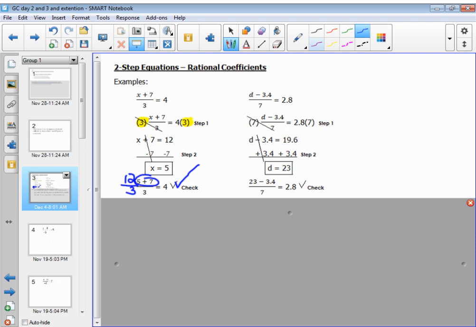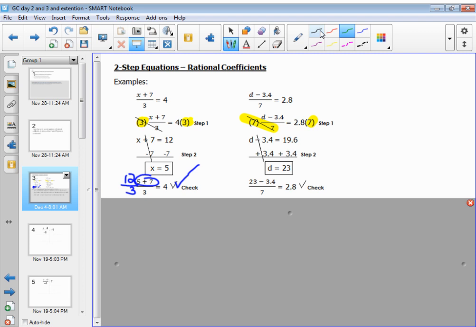If we look at our second example, there are some decimals in it, but we still want to solve it the exact same way. We have a fraction. We have d minus 3.4, the whole thing divided by 7, is equal to 2.8. So again, I'm going to start by getting rid of the fraction. I'm going to multiply both sides by positive 7. When I do this, my left side is left with d minus 3.4 equals 19.6.